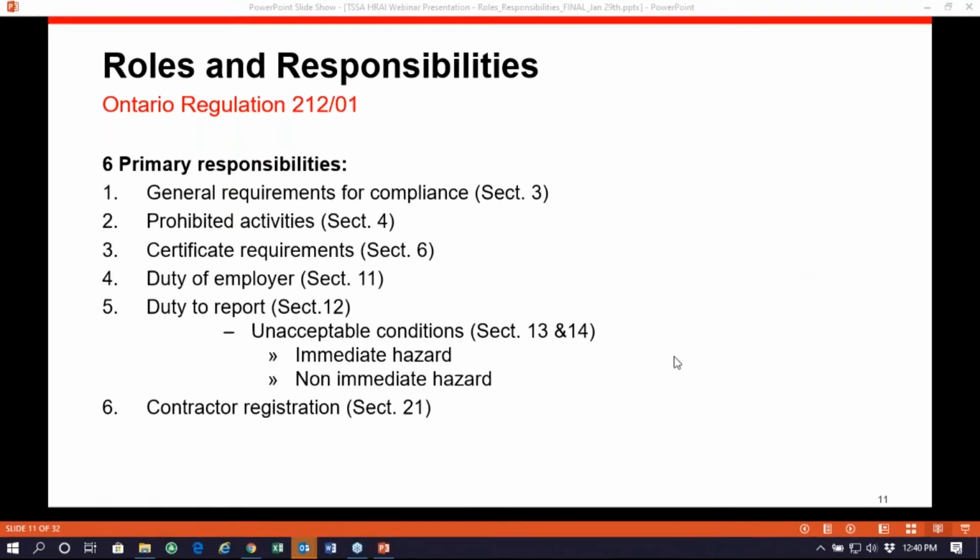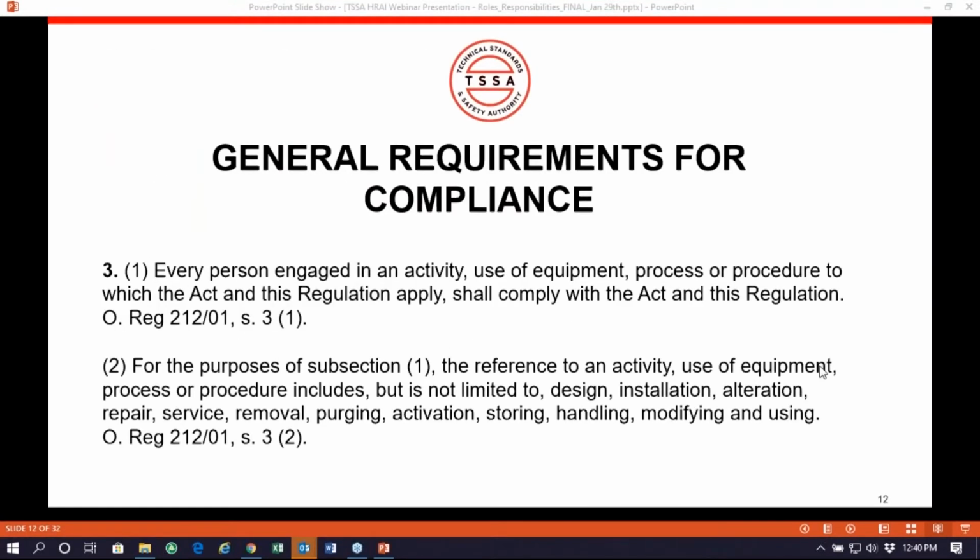So looking first at the general requirements for compliance, every person engaged in an activity, use of equipment, process, or procedure to which the Act and its regulations apply shall comply with the Act and the regulations. For the purpose of subsection 1, the reference to activity is the use of equipment, process, or procedure, but it's not limited to design, installation, alteration, repair, service, removal, purging, activation, storing, handling, modifying, or using. And so pretty much if you touch it, you probably have some responsibility to make sure it's in compliance.